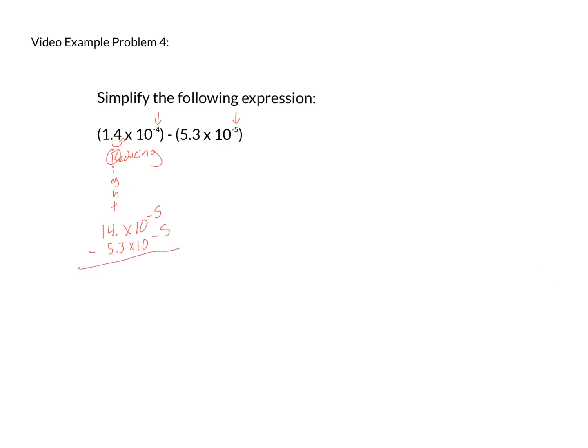We perform our subtraction. We get 8.7 times 10 to the -5. What's nice about this is it's already in proper scientific notation. So that is our final answer.